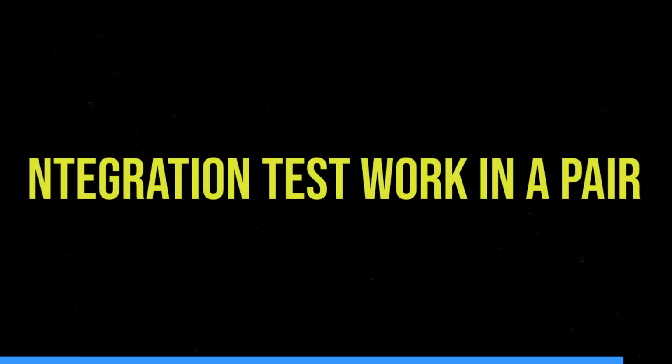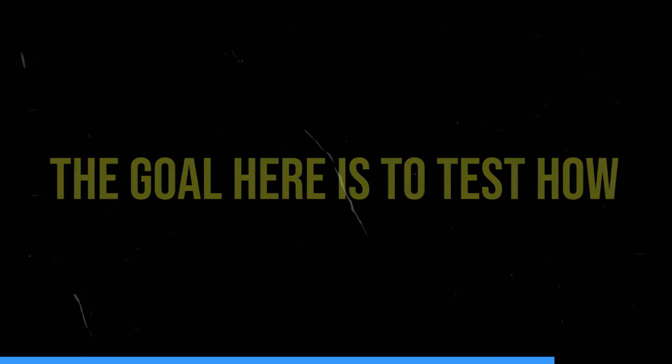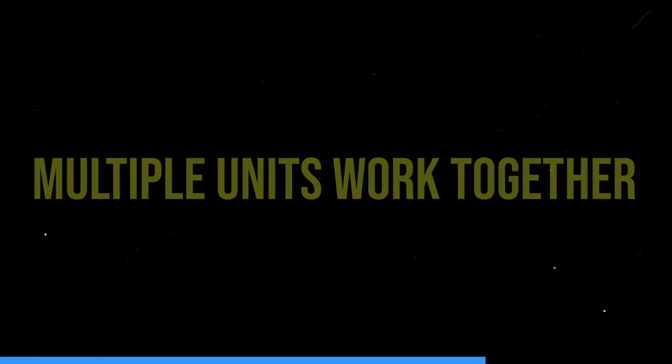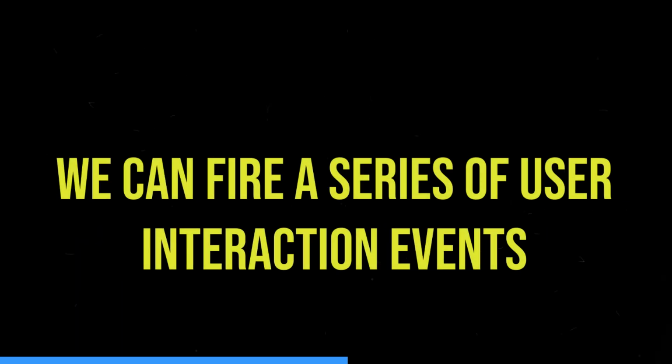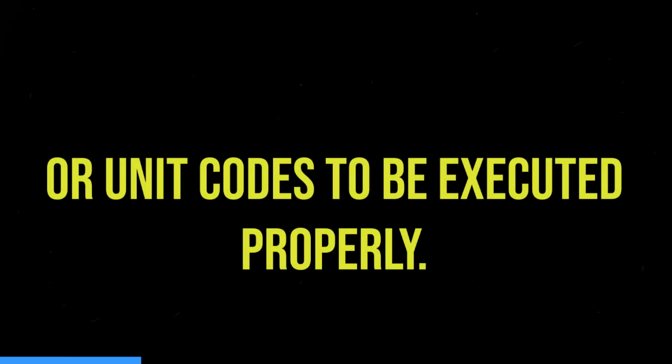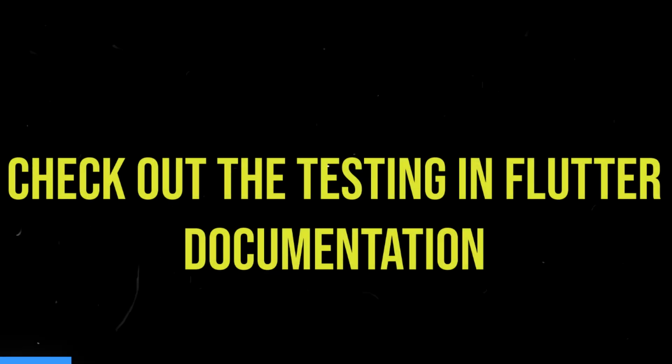Integration testing works in a pair. The goal is to test how multiple units work together. Integration testing happens on a real device or emulator. You can find a series of user interactions and events, and expected UI rendering or unit code to be executed properly. Check out the testing and Flutter documentation for more info.